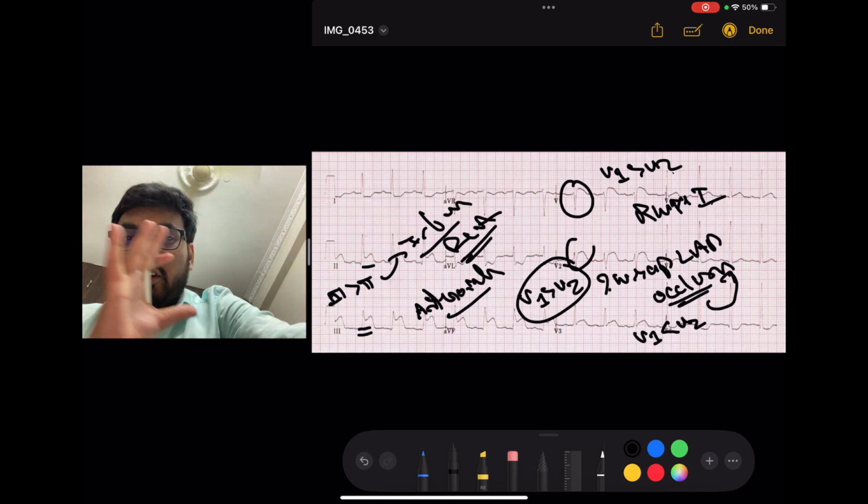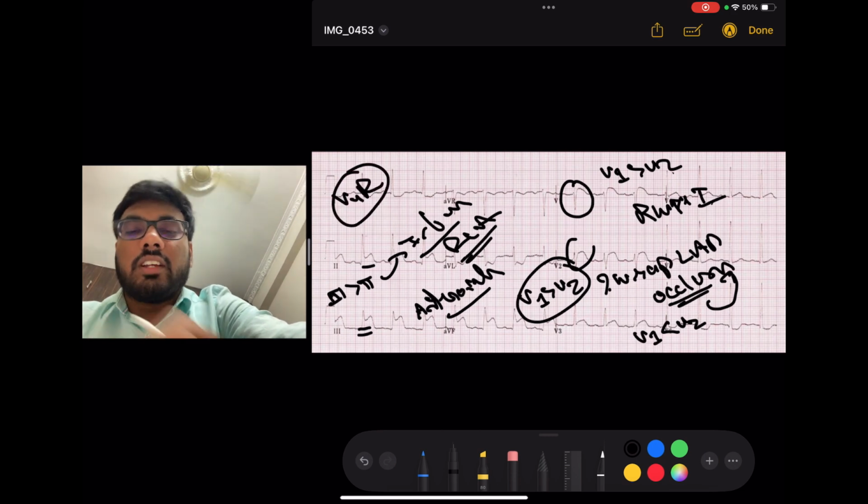What is the most sensitive lead to detect a right ventricular myocardial infarction, by the way? It is V4R. Okay, this is also an MCQ.